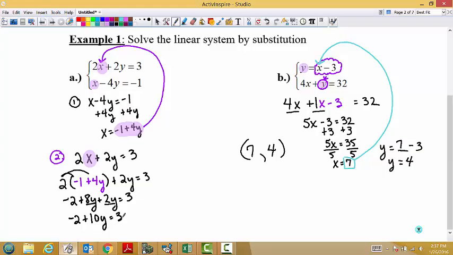I see a lot of you doing this. This is wrong. Minus 2y, and calling it 6y. That's wrong. Don't do that.